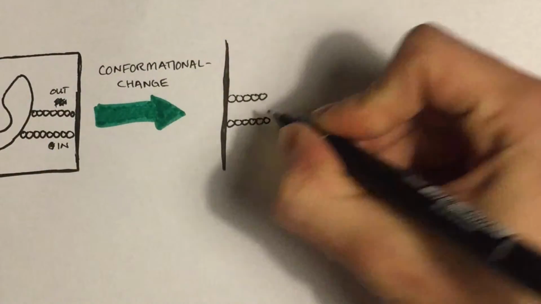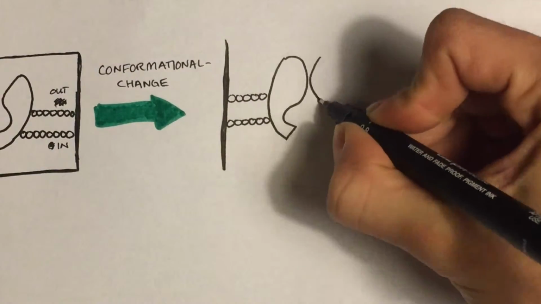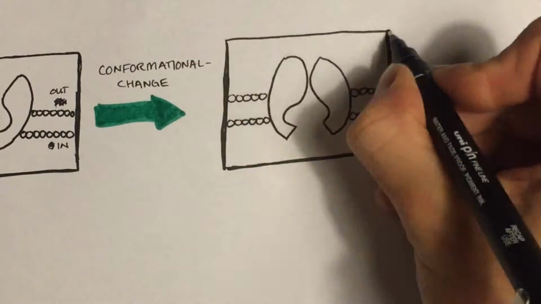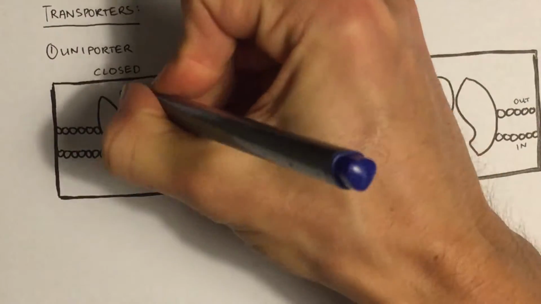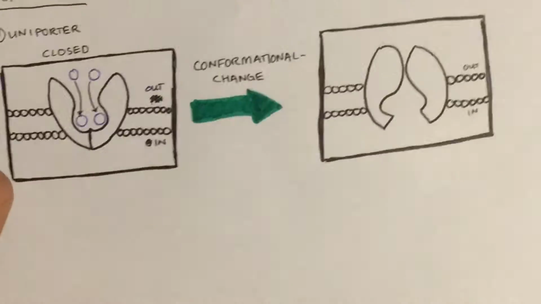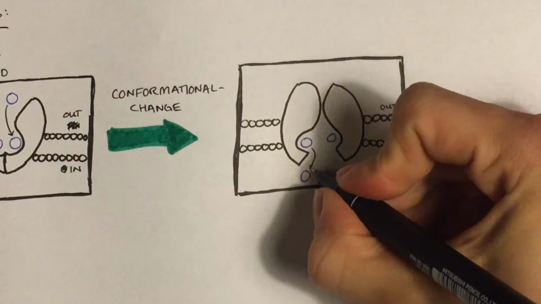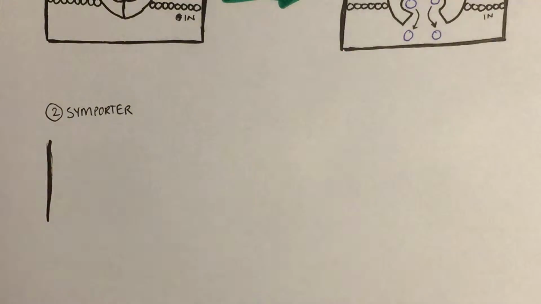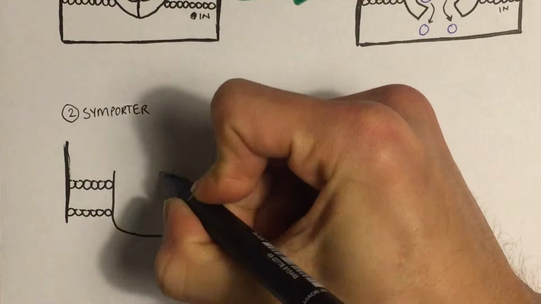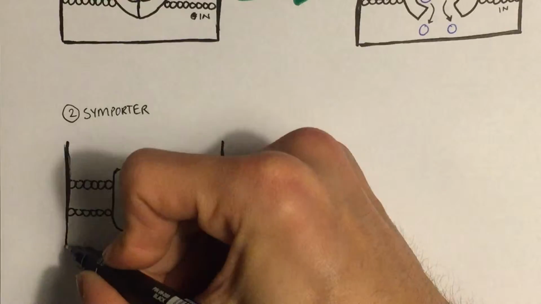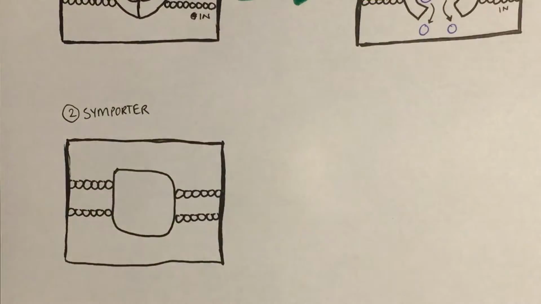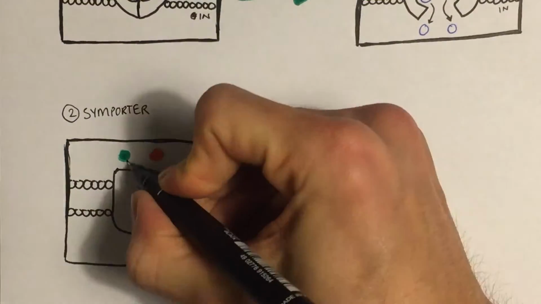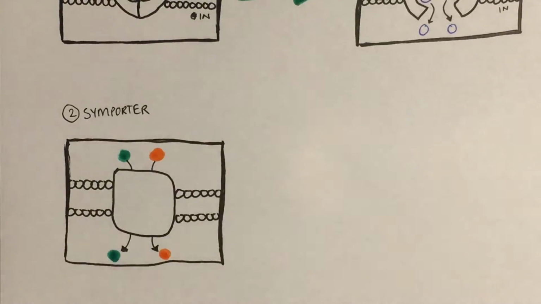Transporters are, as mentioned, divided into three groups. Uniporters transport one specific molecule by performing a conformational change. Symporters transport two specific molecules in the same direction, where one is transported down its gradient and the other is co-transported against its gradient.